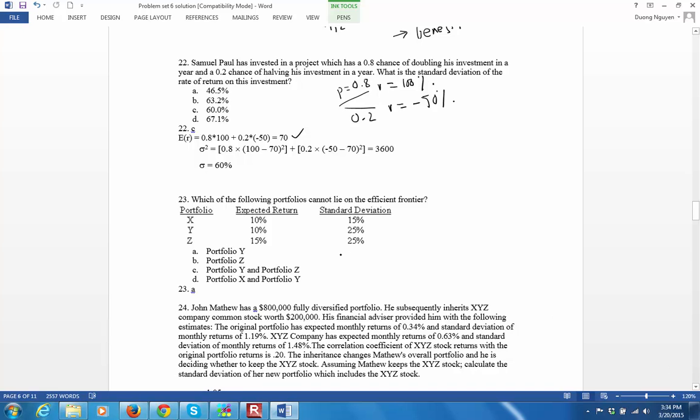Number 23, I believe it is similar to the previous question. Portfolios Y and Z have the same standard deviation, but obviously Z offers a better return than Y, so Y cannot be on the frontier.